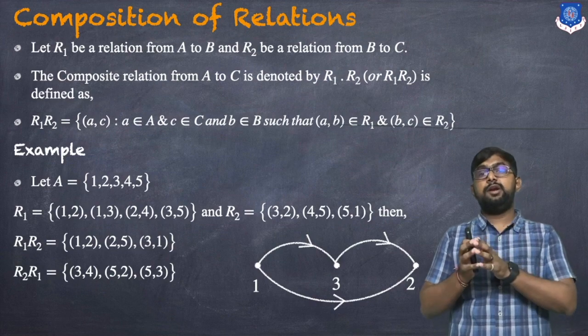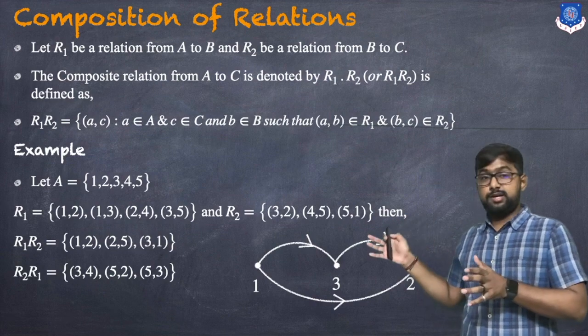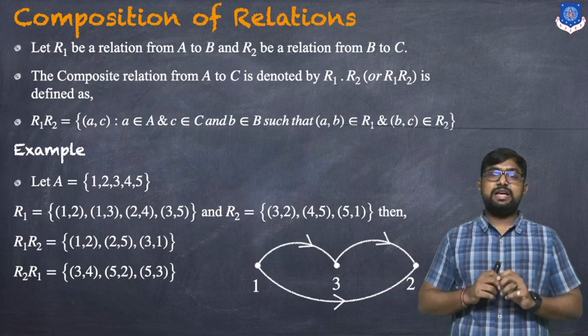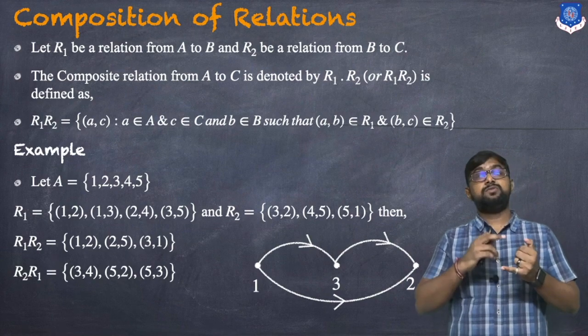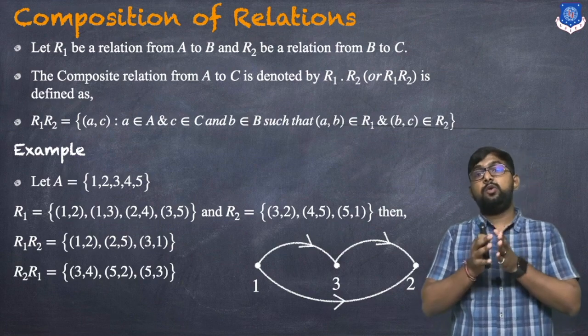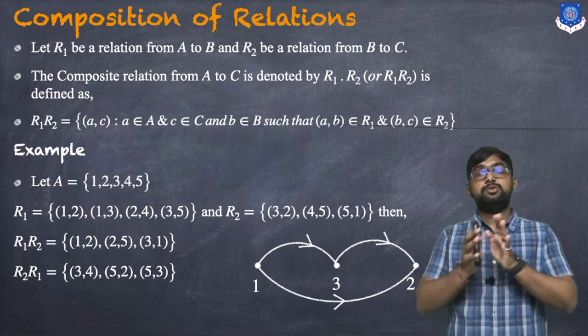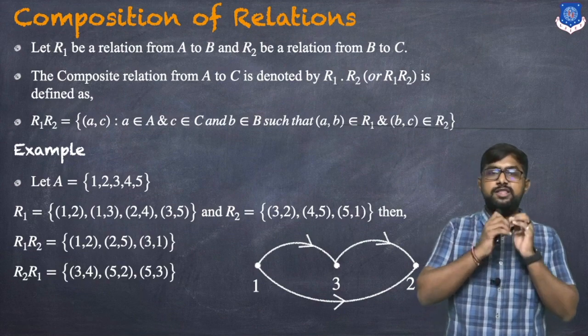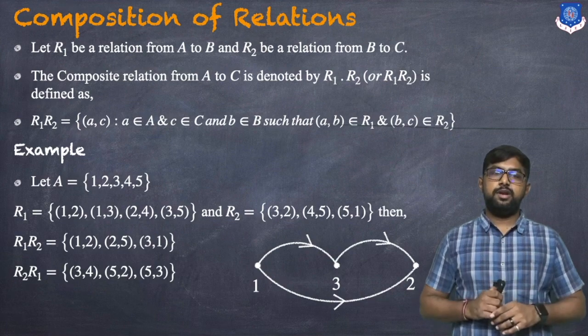Now 5 is related to 1 in R2. Now check in R1: 1 is related to which point? As you can see, 1 is related to 2 as well as 1 is related to 3. So we will consider both the points. So 5 is related to 1 and 1 is related to 2, so the (5,2) pair will be there, and in the same manner (5,1) and (1,3) give the (5,3) pair. So this is how you can calculate.